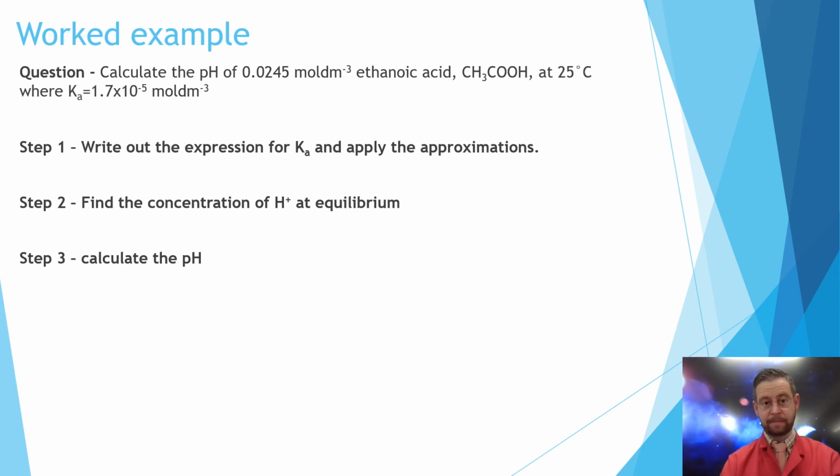So first of all, we need to write down that formula we used before. Apply the approximations basically means we take the simplified version of that formula, that the concentration of the H plus ion is equal to the square root of Ka multiplied by the concentration of the acid to start with. And then substituting in those numbers, as we'll see on the next page, we can then progress to find the concentration of the H plus ion and then the pH of the acid.